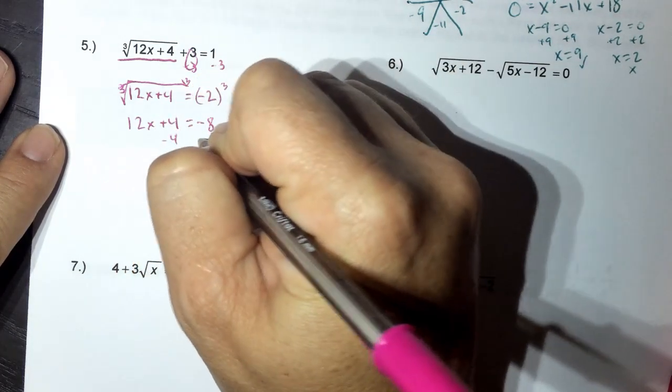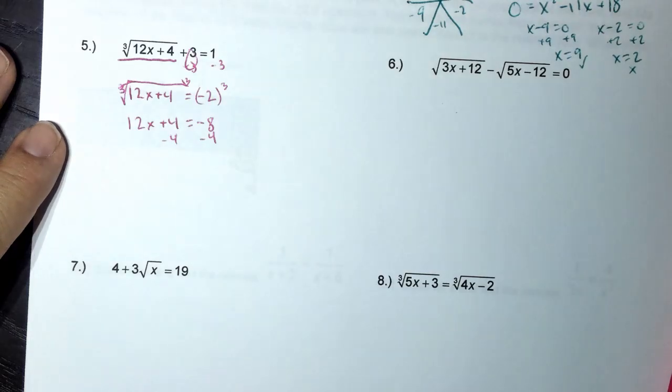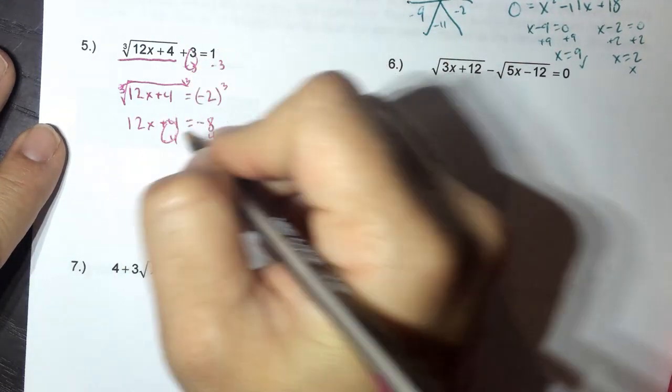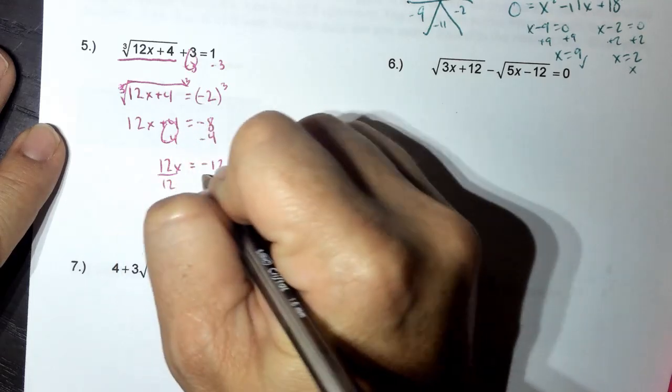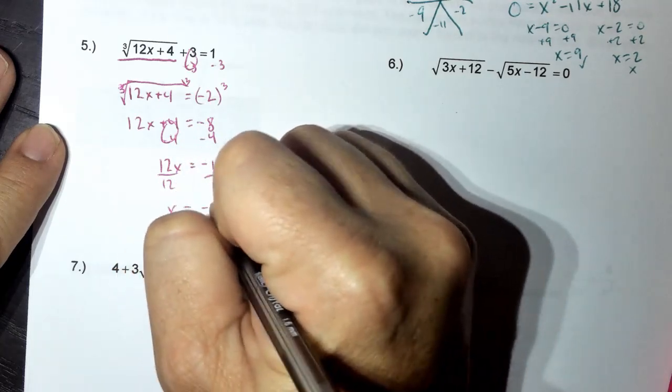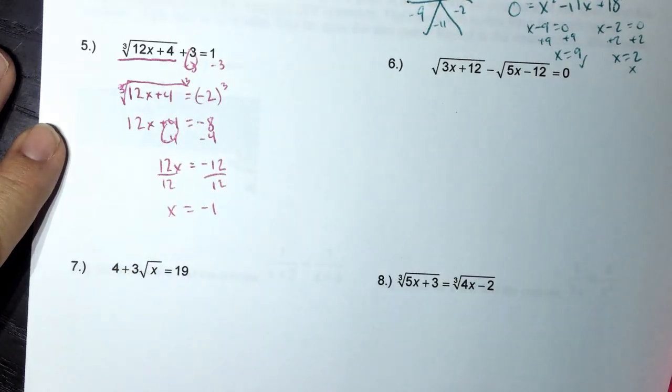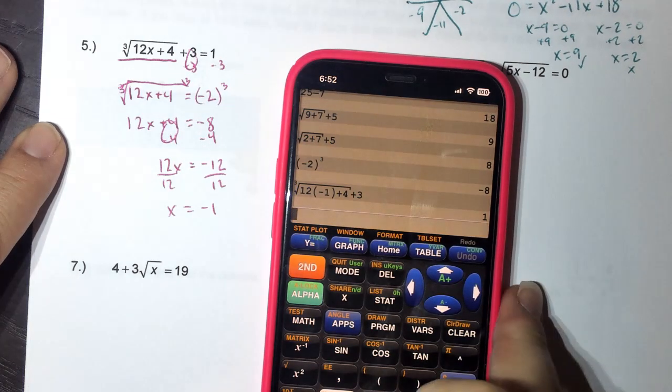So minus 4, minus 4. I don't have a squared this time, so we're just solving for x. So I get x equals negative 1, and if I plug that in, 12 times negative 1 plus 4, plus 3, and it equals 1. So we're good.